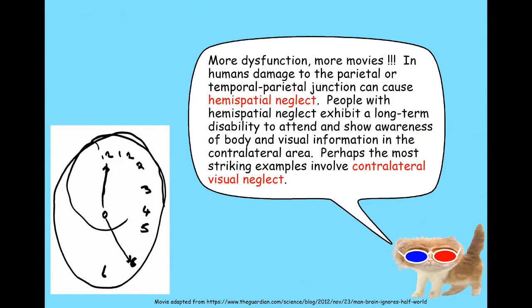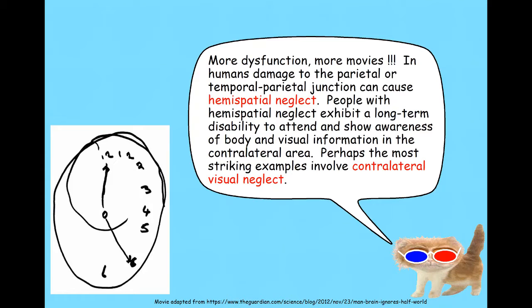So in humans, damage to the parietal or temporal parietal junction can cause hemispatial neglect. And people with hemispatial neglect exhibit a long-term disability to attend and show awareness of body and visual information in the contralateral area. Now, perhaps the most striking examples involve contralateral visual neglect.